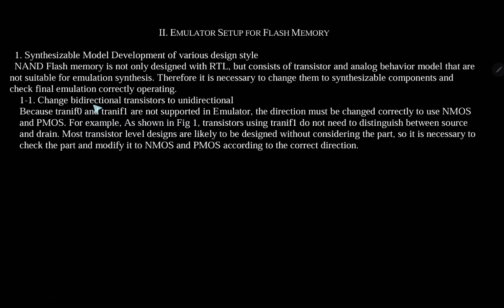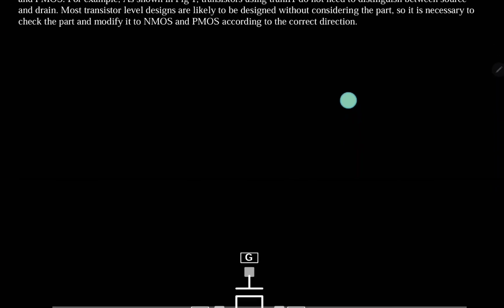1-1. Change the bidirectional transistor to unidirectional. Because tran if0 and tran if1 are supported in the emulator, the direction must be changed correctly to use nmos and pmos. For example, as shown in figure 1, transistors using tran if1 do not need to distinguish between the source and drain, so most transistor level designs are likely to be designed without considering that part, so it is necessary to check it and modify it to nmos and pmos according to the correct direction.